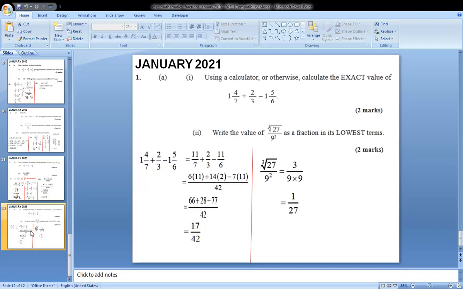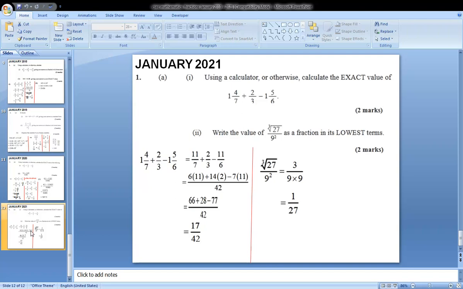But we can go right ahead and find the LCM, because all our denominators, we can find factors of it. So 7, 3, and 6, we know that is 42. So 7 into 42 goes 6, then we multiply that by 11. 3 into 42 is 14, and we multiply that by 2. 6 into 42 goes 7 times, and 7 multiplied by 11. So when we work that out, we get 66 plus 28, and that will be taken away from 77.